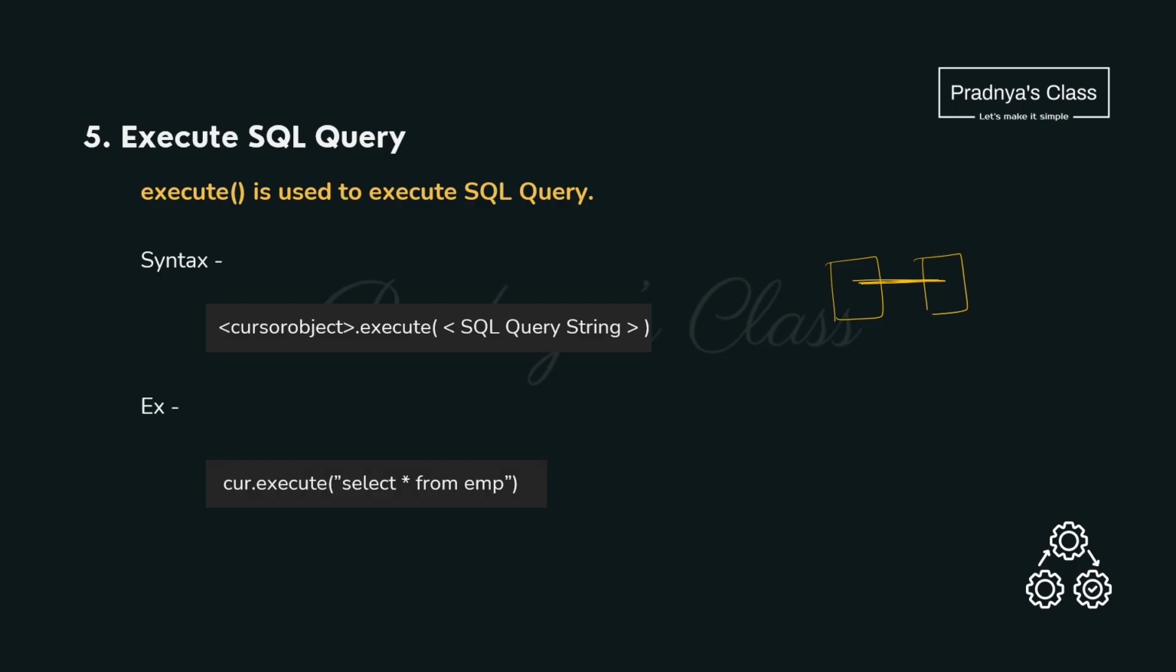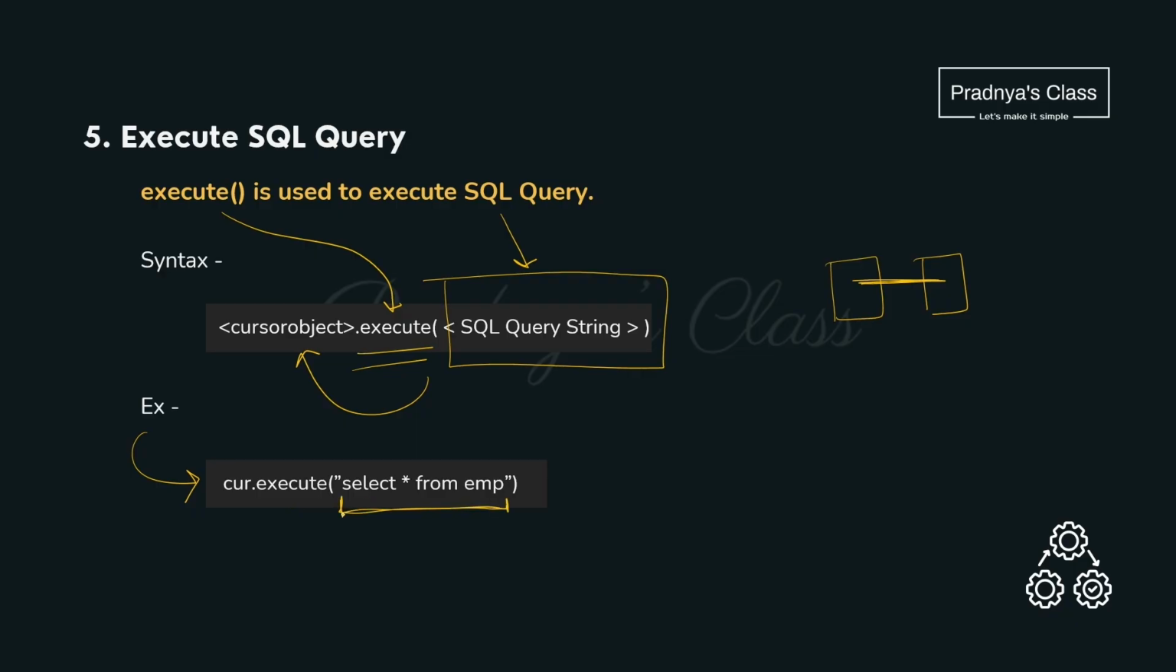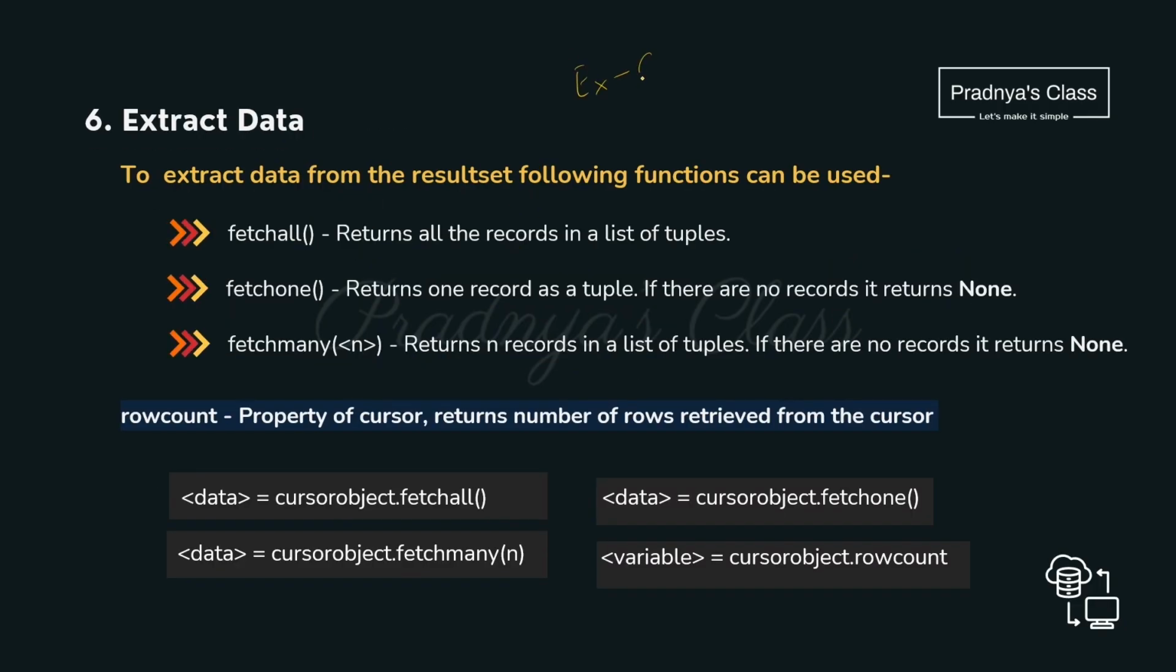But how will we get the records? For that we will write the query. Hope you remember all the queries. We will write a query and using the execute function we will execute it. We know that the cursor is going to process those records row by row. That's why it works with the cursor object. So look at one simple example: cursor.execute select star from employee. After the execution of the query, we will get the result set. It means we will get the records.